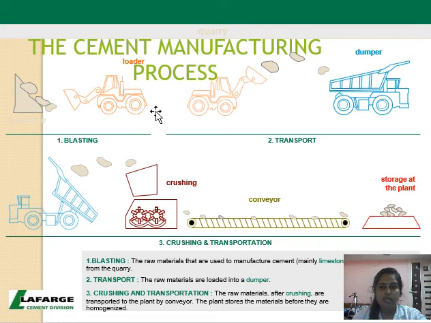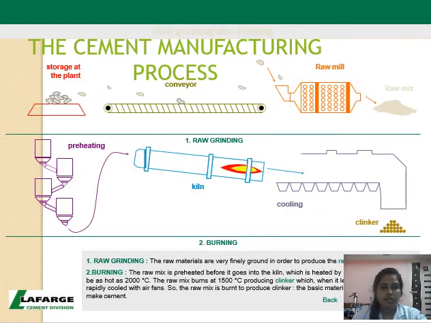So see this. First, blasting. Limestone is blasted from the quarry and transported to the site with the help of a dumper. There the crushing takes place. Limestone and clay are crushed separately and stored in the plant. Next, from the storage of the plant, through the conveyor, it goes to the raw mill. That is the raw mix.